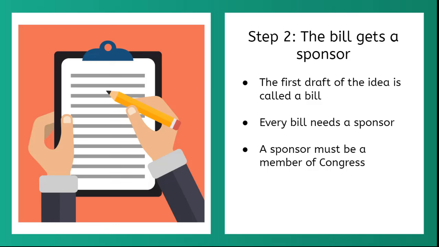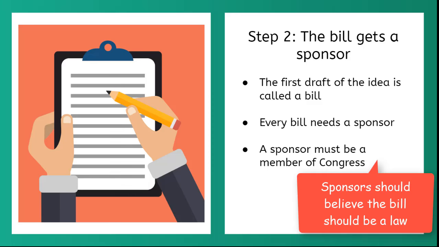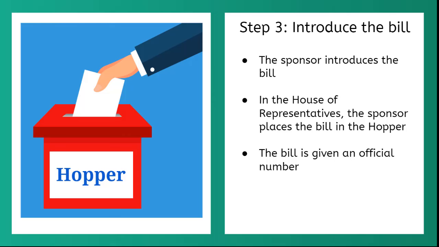If it's a good idea, it will be written down and explained. The first draft of the idea is called a bill, and each bill needs a sponsor. A sponsor must be a member of Congress, either a senator or a member of the House of Representatives. The sponsor should be very passionate about the bill and really want it to turn into a law. It is the sponsor's job to introduce the bill to either the House or the Senate. Introducing a bill is a bit like turning in homework.